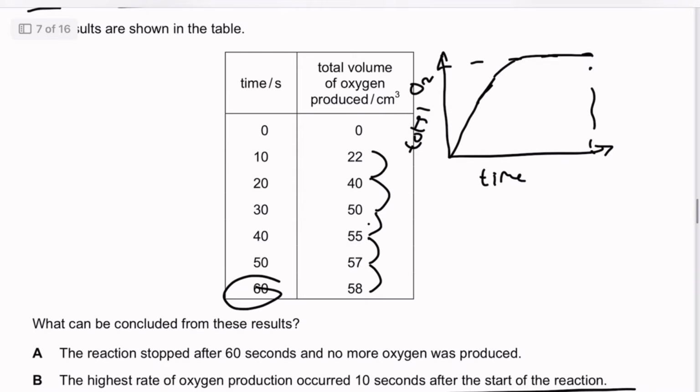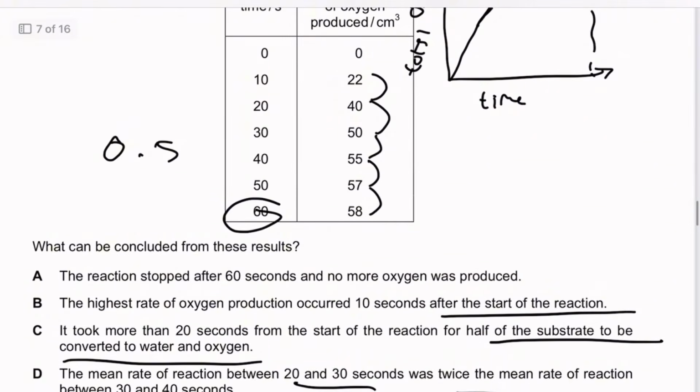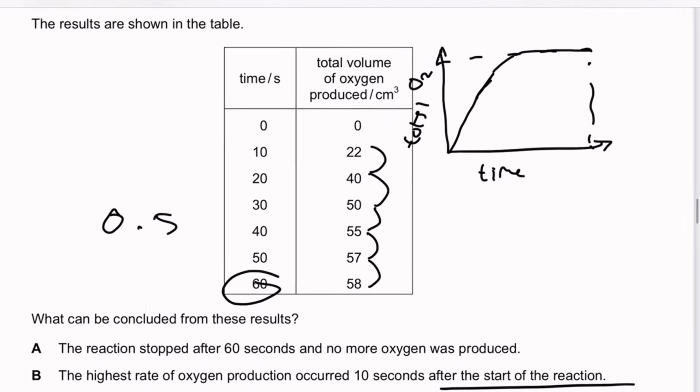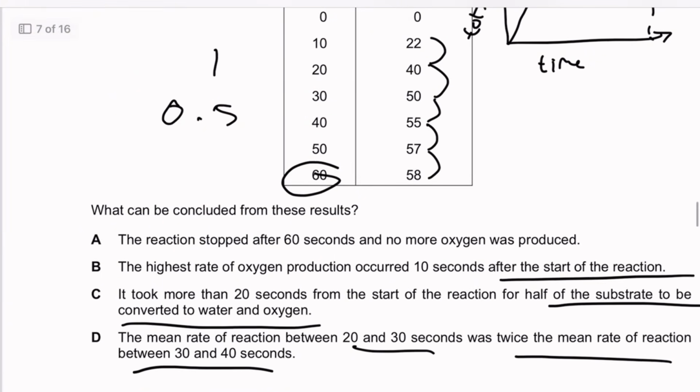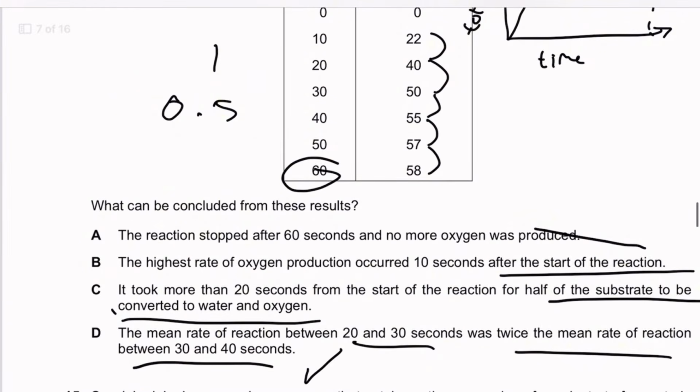Between 30 and 40, the rate of reaction would be 5 divided by 10, which is 0.5. Between 20 and 30, it's going to be 10 divided by 10, which is 1. So that's exactly true. The mean rate of reaction between 20 and 30 was twice. So I think this is the answer because it's the most obvious. But let's actually review the others because they might be confusing.